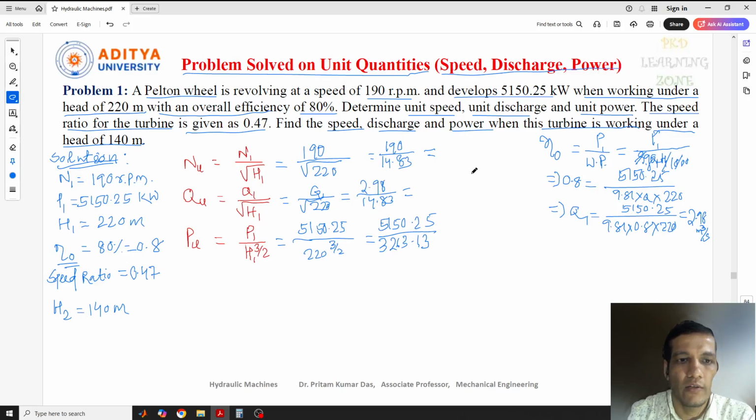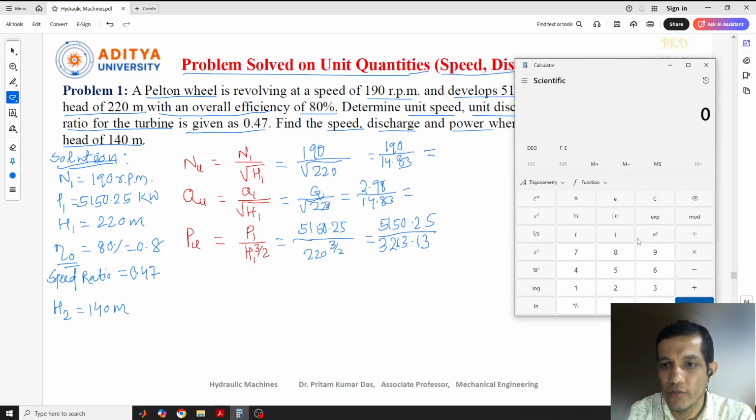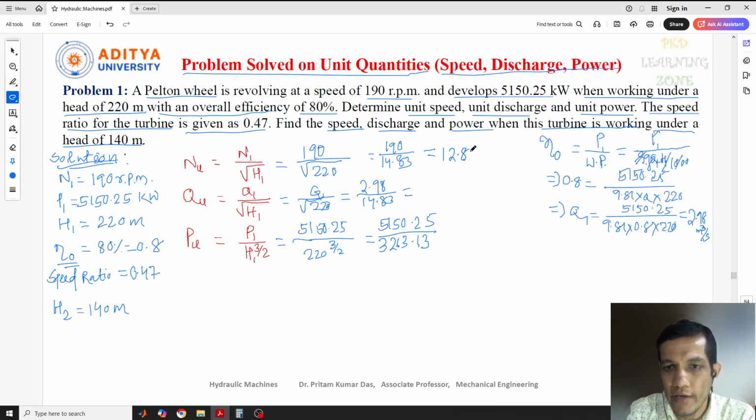Now we can calculate all these unit quantities, so one by one we'll solve it. Like the first one, this is 190 divided by 14.83, 12.81. So the first one we got here is 12.81 RPM.